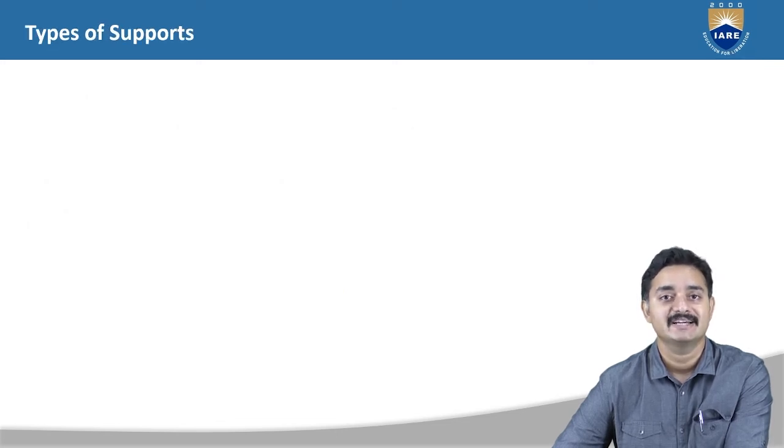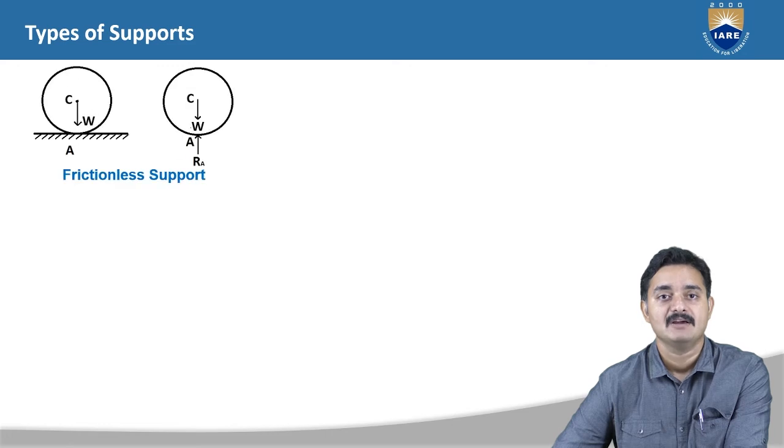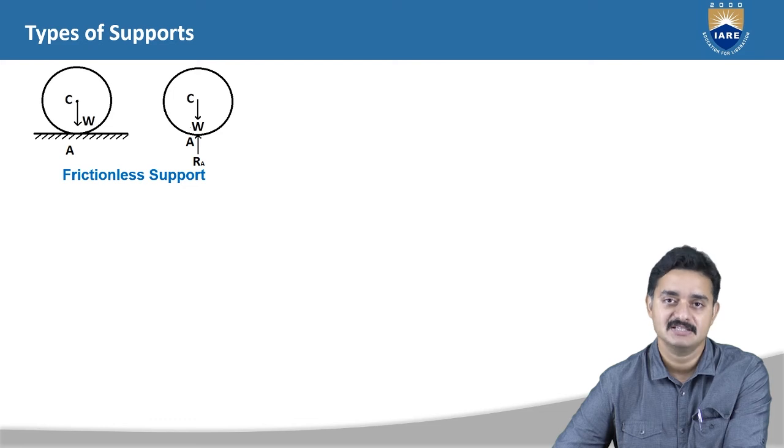After knowing about the constraints, actions and reactions, now let us learn about various types of constraints, supports or support reactions. The first type of support is called the frictionless support. This is a simple type of support which we have discussed in the previous topic. The flat surface acts as the support and the free body diagram should be represented as discussed previously.